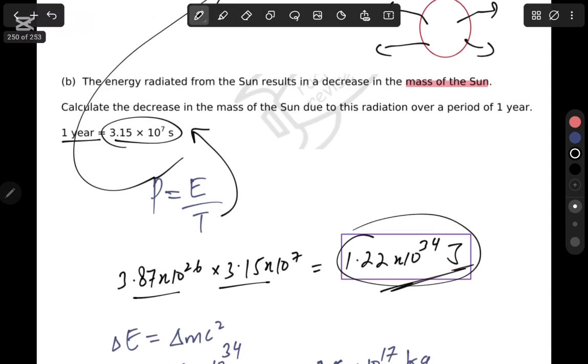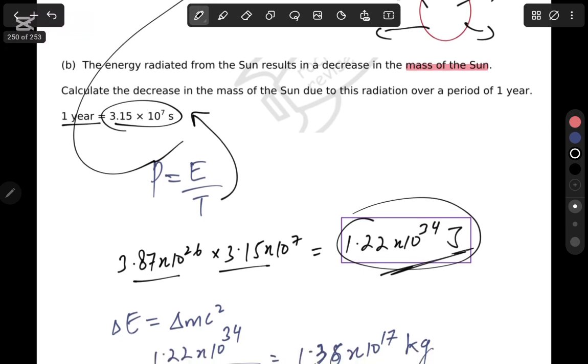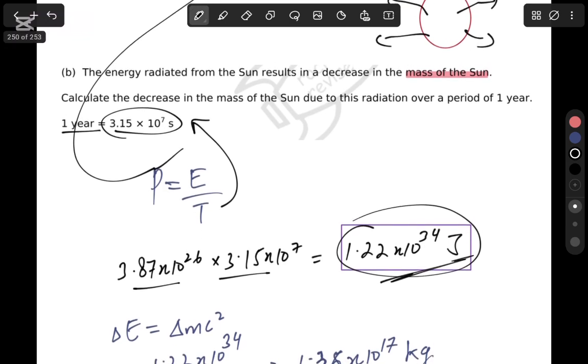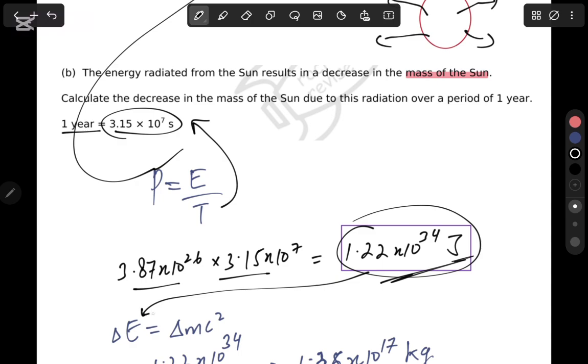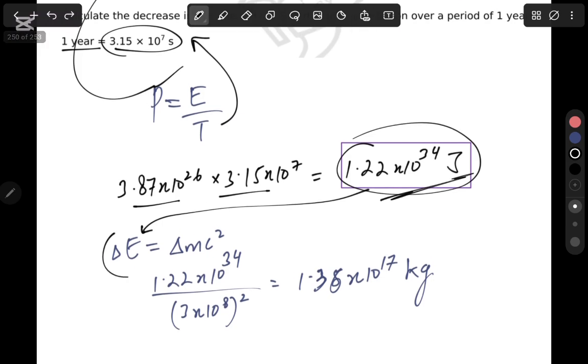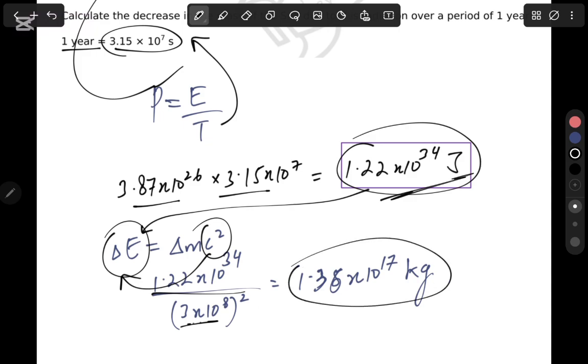Now I know E equals mc squared, where change in E equals the change in mass times c squared. So if this much energy is released, how much mass would that need to decrease? I can just plug in the energy value, move c squared to the other side and divide 1.22 times 10 to the power of 34 joules by 3 times 10 to the power of 8 squared, which is just the speed of light, and I'll get my mass as 1.36 times 10 to the power of 17 kg, which is the decrease in mass of the sun every year.